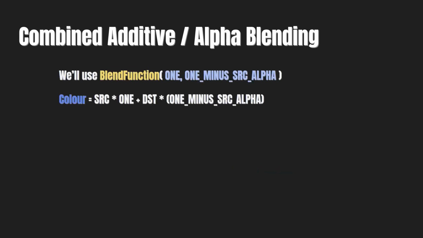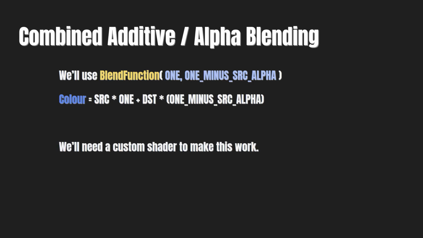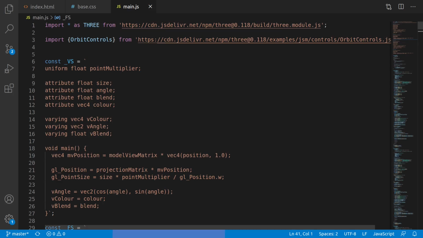You can do it like this. Our new additive alpha combination equation is going to be source times 1 plus destination times 1 minus source alpha. And we're going to have to write ourselves a special shader. So this shader, it needs to do two things. It needs to do the alpha blending itself.